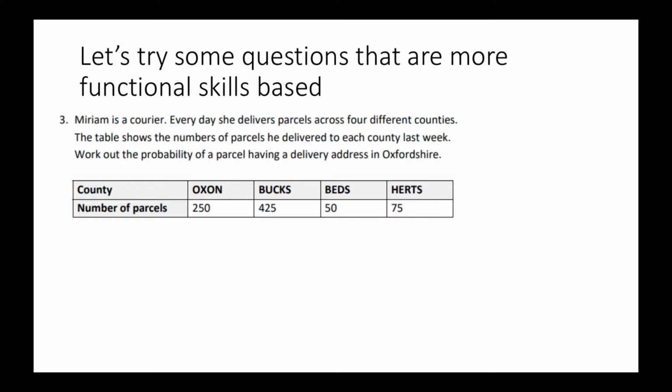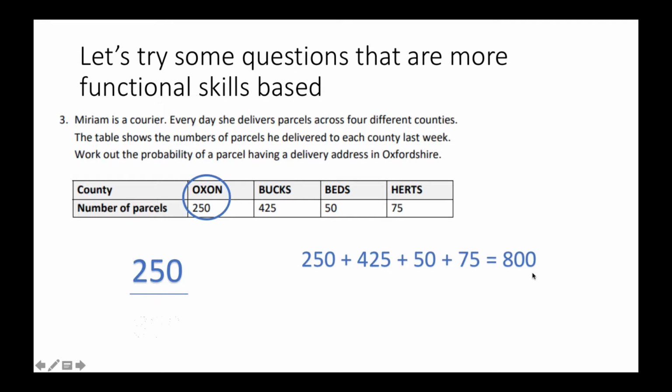So it says the probability of a parcel having a delivery address in Oxfordshire. So here's our Oxfordshire number of parcels, 250. So it's 250 out of, and then we need to add all these totals up, 800. 250 out of 800 can be simplified. We can get rid of the 0 here and the 0 here, which means we have divided by 10. 250 divided by 10 is 25, and 800 divided by 10 is 80. So we can keep simplifying the fraction if we want to. Now, I've continued to simplify to give us 5 out of 16.